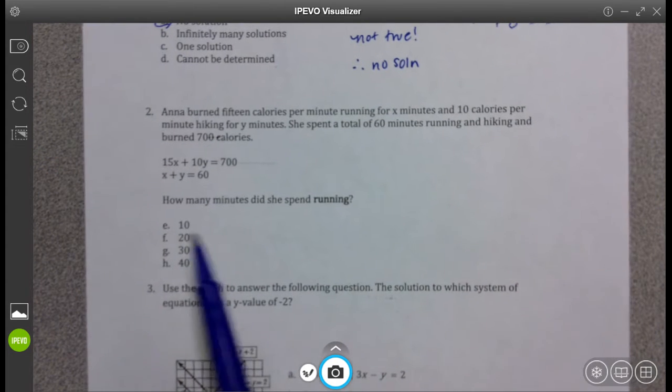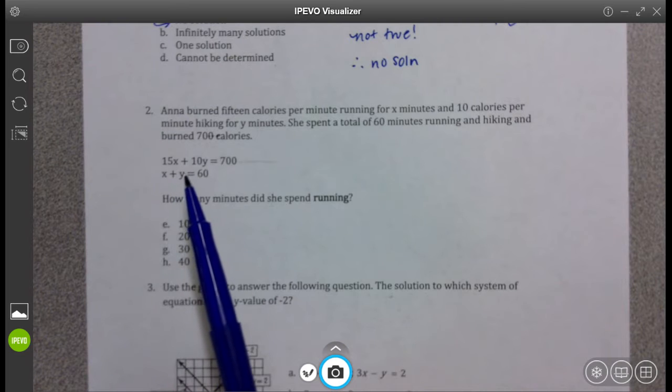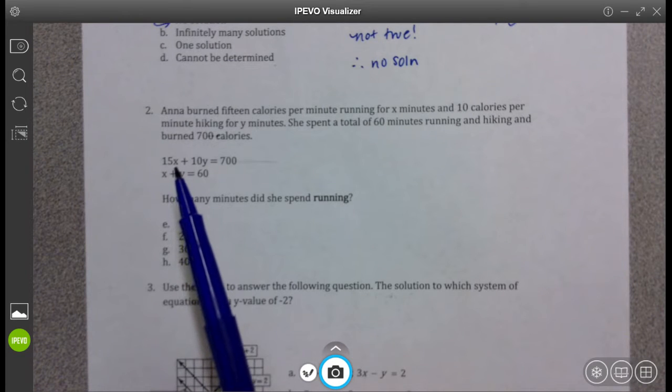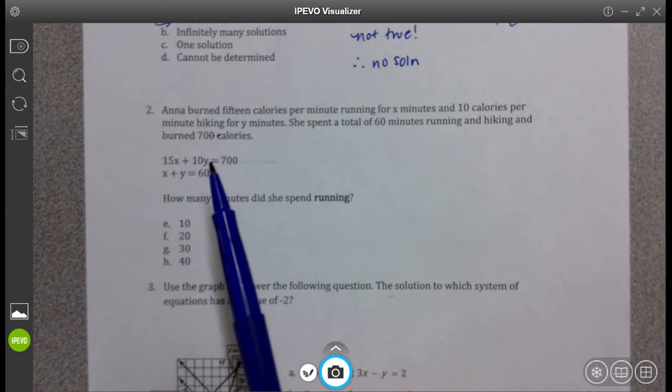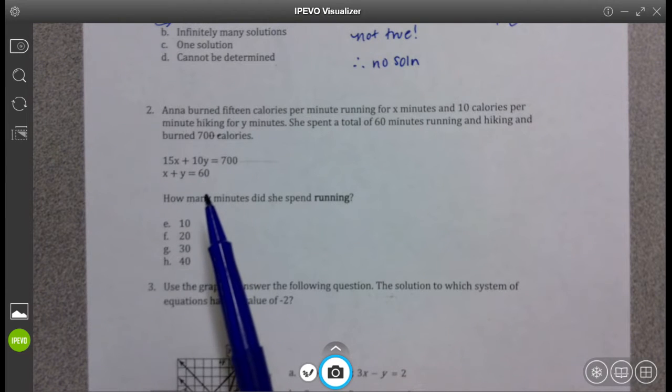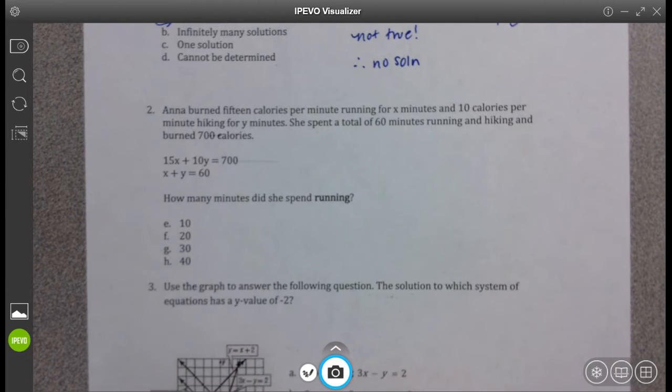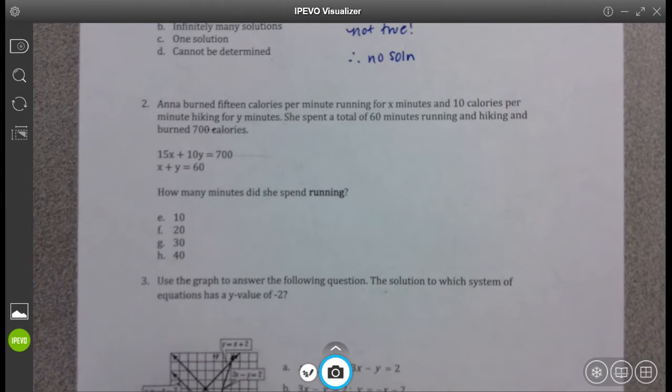Anna burned 15 calories per minute running. So running is X. Okay. And 10 calories per minute hiking. So hiking is Y. She spent a total of 60 minutes running and hiking. And she burned 700 calories. So don't get intimidated when you see these word problems on Keystones or on tests or homework. They're just explaining the two equations. You can solve the system as you normally would.